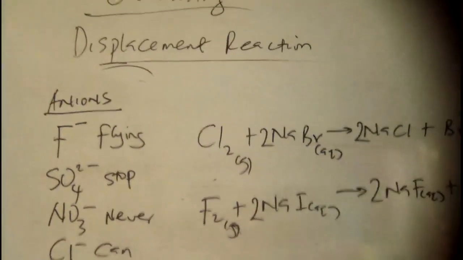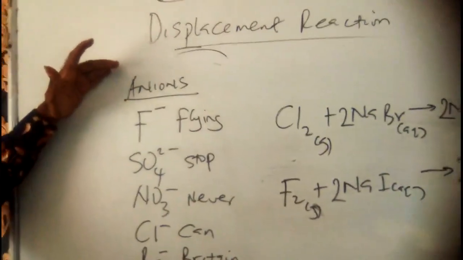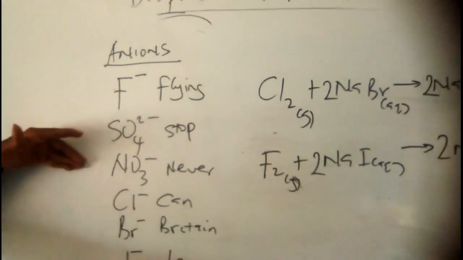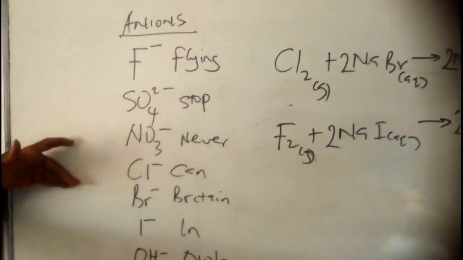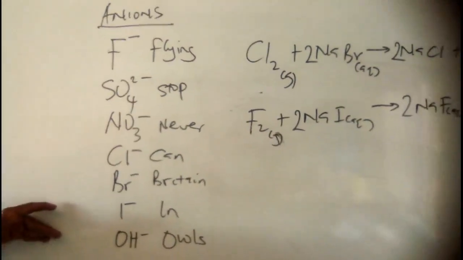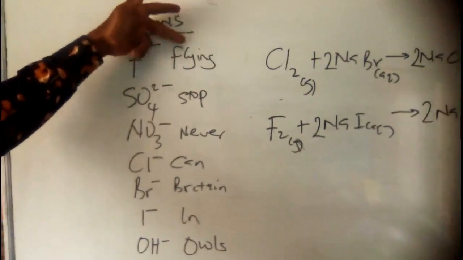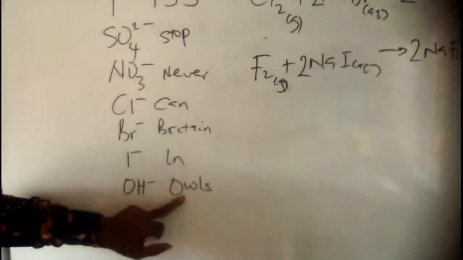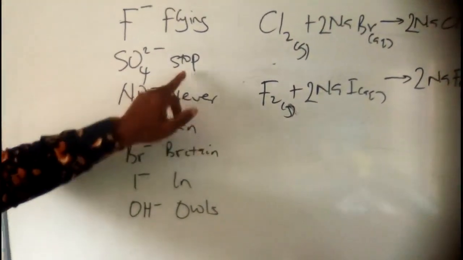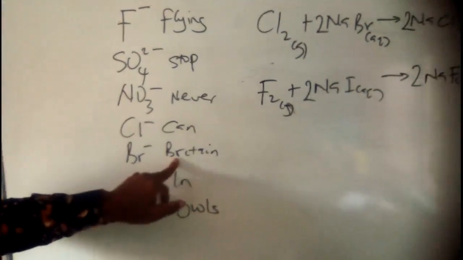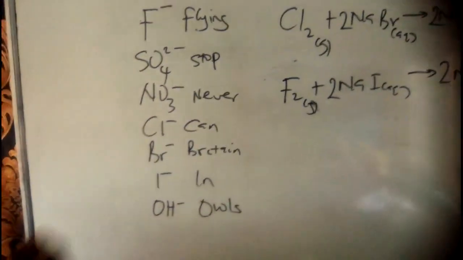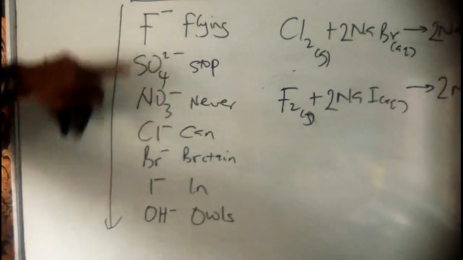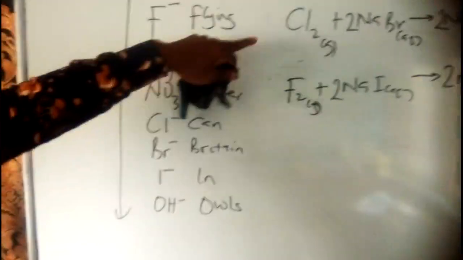So we are looking at the activity series for the anions. We have the fluoride ion, sulfate ion, nitrate, chloride, bromide, iodide, and hydroxide ion. To make it a little easier to remember, we'll move from the bottom. We say, "O's in Britain can never stop flying." So the reactivity decreases as you go down, with fluoride ion being the most reactive and hydroxide being the least reactive. Let's go to the examples.